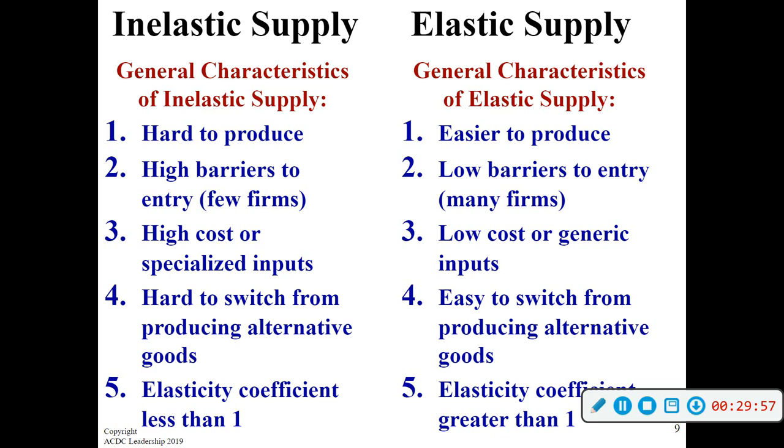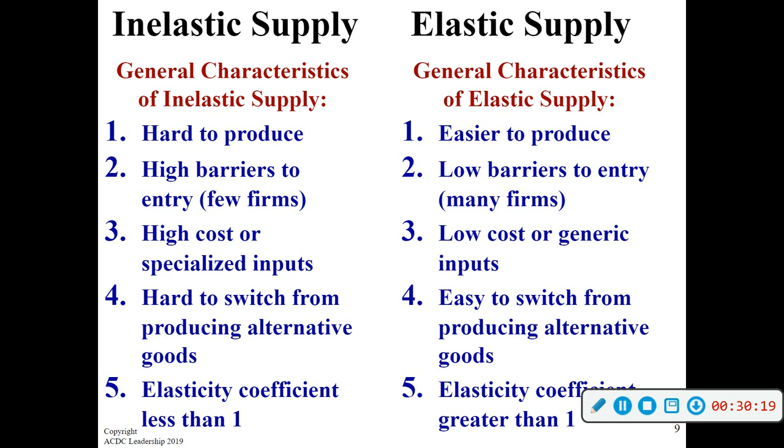Elastic, they're easy to produce, there's low barriers to entry, many firms can come and go very easily in these markets. There's low costs or generic inputs. Easy to switch from producing alternative goods, and a coefficient greater than one. So I mean, if you think mask and hand sanitizer, they are super elastic. That's a very culturally relevant way to look at things right now, because we saw them just ramp up overnight.